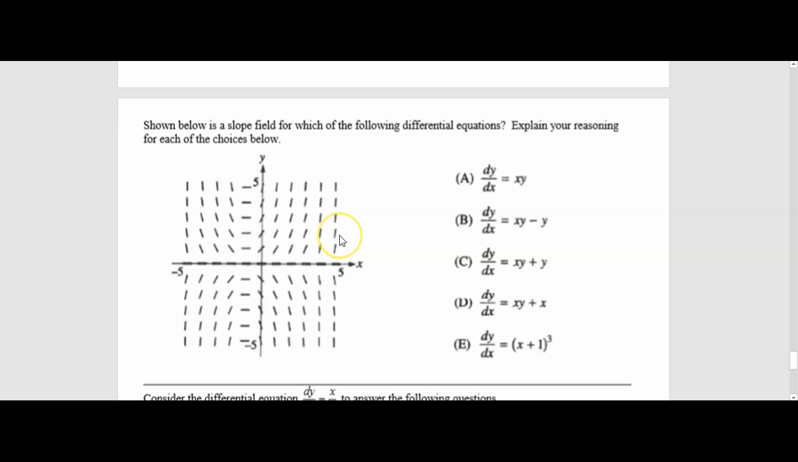The last thing we're going to finish off with in this video are these two problems on the very last page. The first one says, shown below is a slope field for which of the following differential equations? Explain your reasoning for each of the choices below. So again, the way to do this is not necessarily to work out every single one of these equations and sketch and see which one matches. It's to quickly identify which one of these could not work and why, and then narrow down your choices. So pause the video, think about which one works for that slope field, and then we'll discuss.